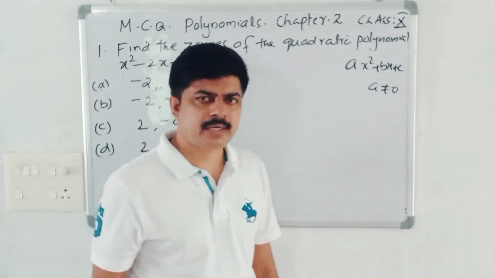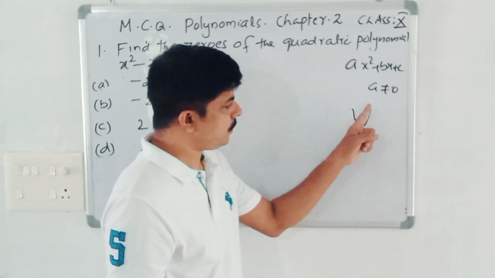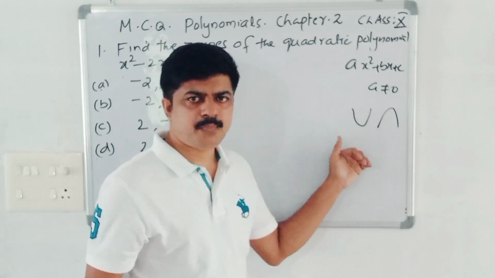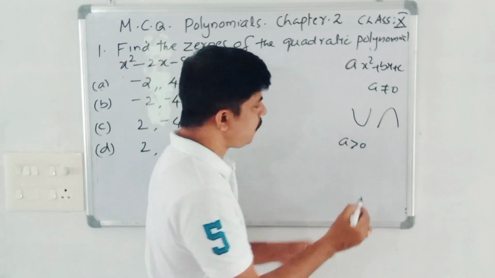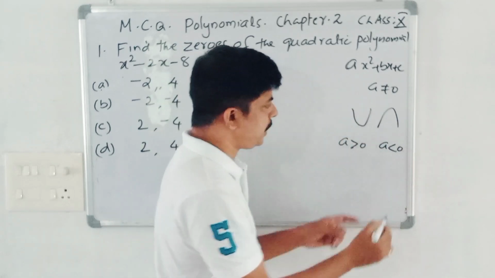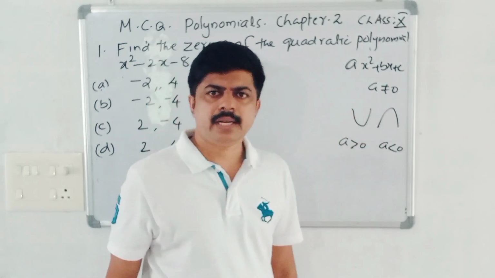The graph of the quadratic polynomial has one of these two shapes. Either it will be open upward or it will be open downwards. This is the shape of the quadratic polynomial. It depends upon a. If a is greater than 0, the curve will be open upward. If a is less than 0, it is open downward. These are the shapes of the quadratic polynomial.